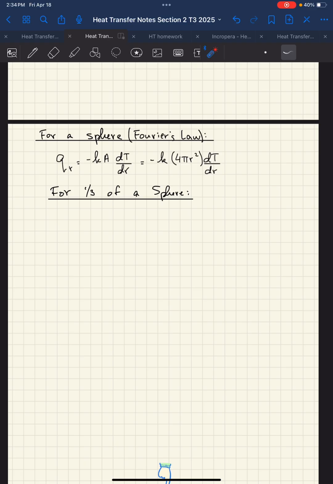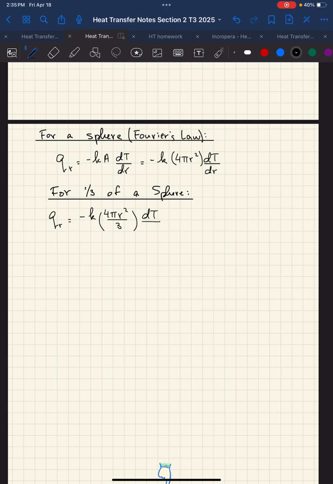It's just there's going to be a factor of 1/3. Where is that going to be? Here, because your surface area is now not a full sphere, it's 1/3. So we're going to have to basically divide by 3 over here. So it's the same thing. You have the minus kA, but now the surface area is going to have that 1/3 there. So we have here 4 pi r squared, but then we divide by the 3.